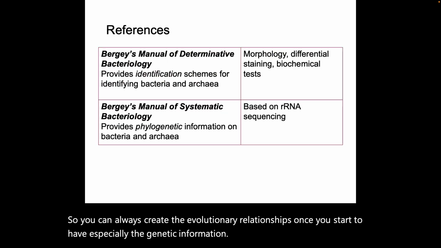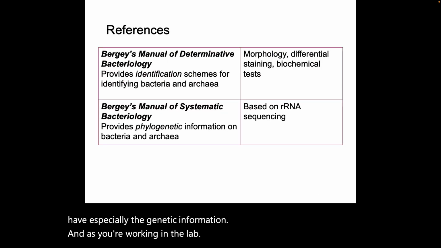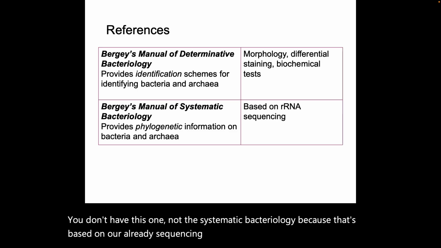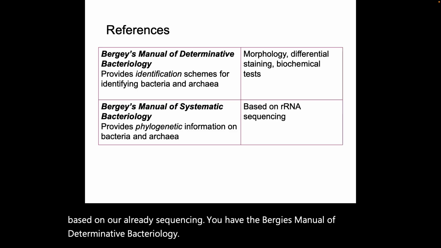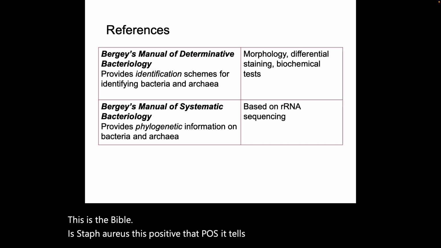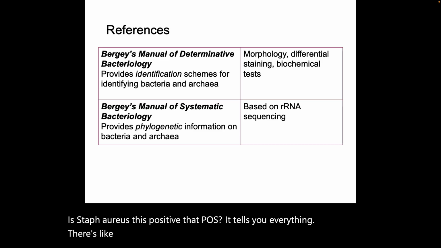And as you're working in the lab, you don't have this one, not the systematic bacteriology, because that's based on rRNA sequencing. You have Bergey's Manual of Determinative Bacteriology. This is the Bible. Is Staph aureus this positive, that positive? It tells you everything. Use it. There's three copies. Just grab one for your group and sit there and make your dichotomous key.